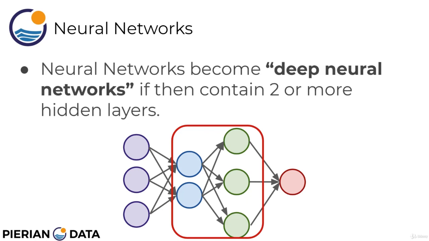So, a question students often ask is, when does a neural network become a deep neural network? And really, the terminology is quite simple. You have a deep neural network when you contain two or more hidden layers.